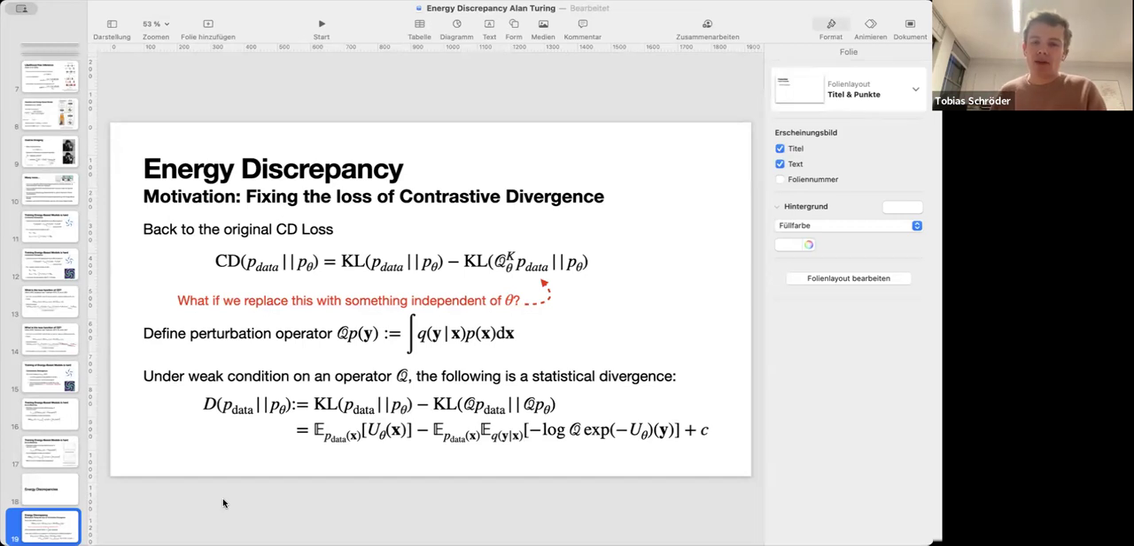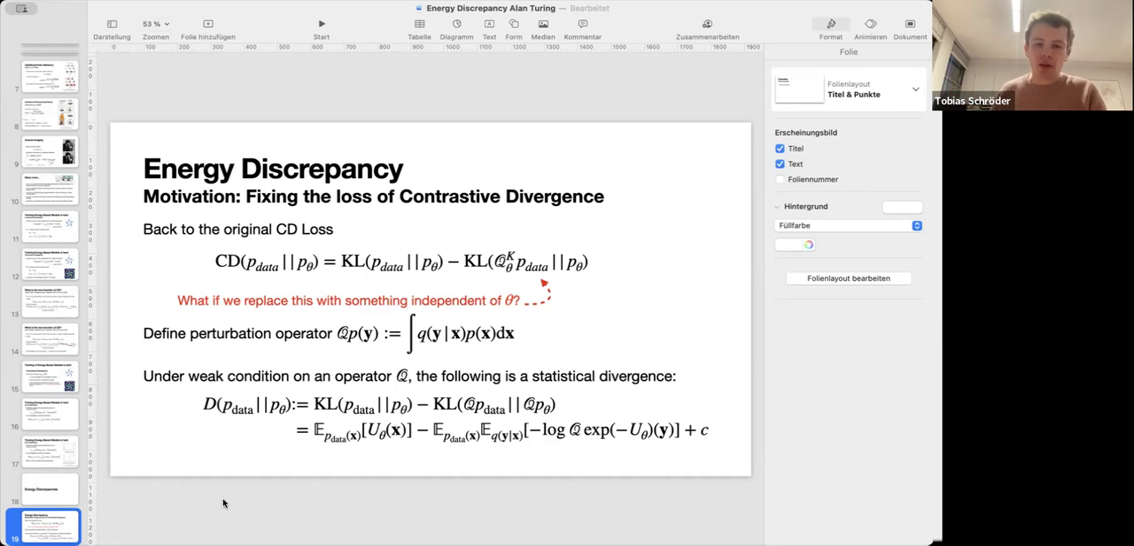Can we somehow do this kind of transition operator without the dependence on the parameter? And it turns out you can. You can just define a very general perturbation operator Q, which is the convolution of our density with some conditional density that we call a perturbation. And then one thing we need to change about the contrastive divergence objective is that we need to apply this operator not just in the first argument of the KL, but in both arguments. But if we do that, then the difference of these two Kullback-Leibler divergences is again a statistical divergence. So it is non-negative, and if it's zero, then we know that p data equals p theta.